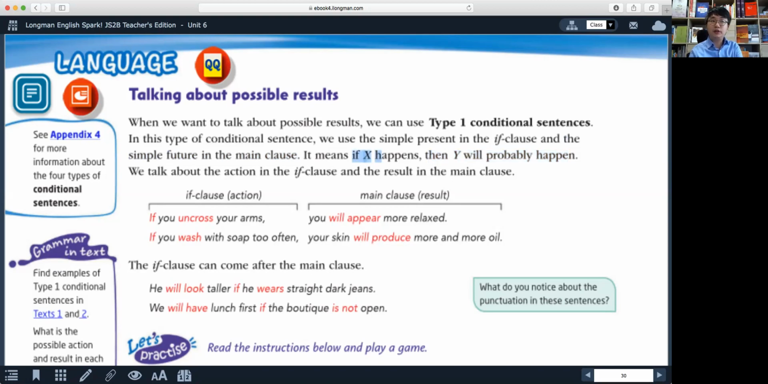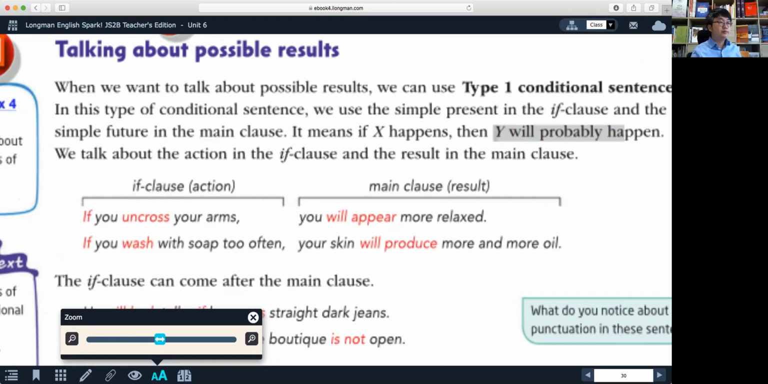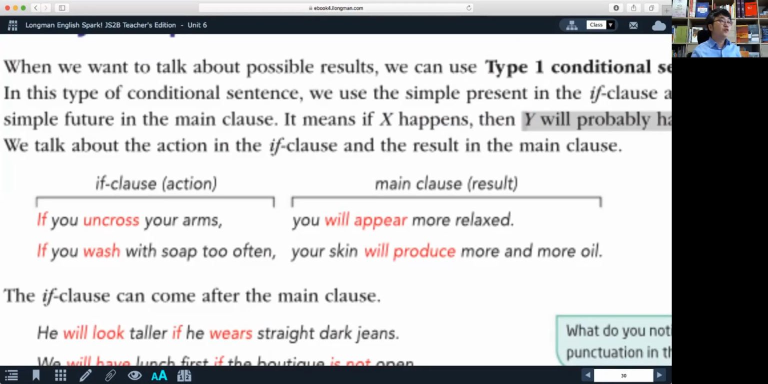So for the if clause, let me repeat. For the if clause, we use simple present tense. And for the main clause, we use simple future tense. So here are two examples. Let's look at it together. The first example, if you uncross your arms, you will appear more relaxed.